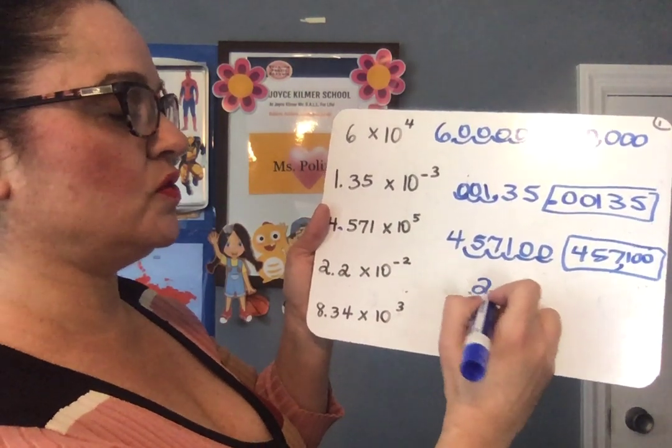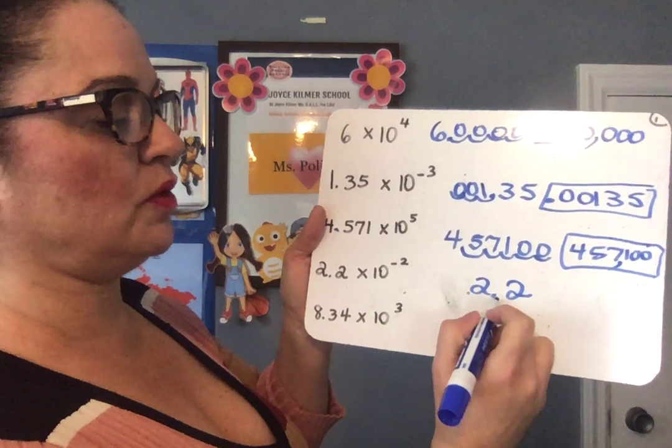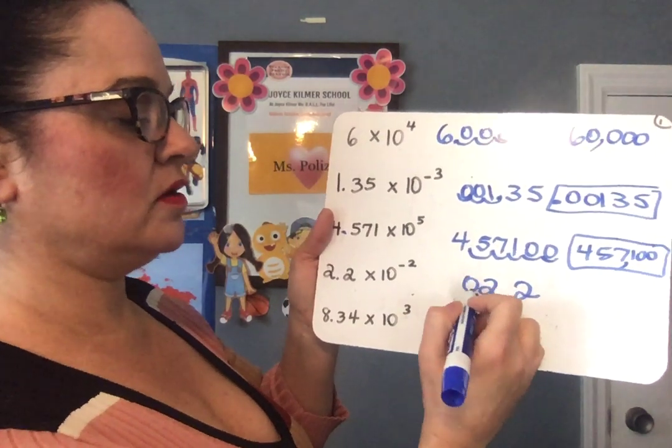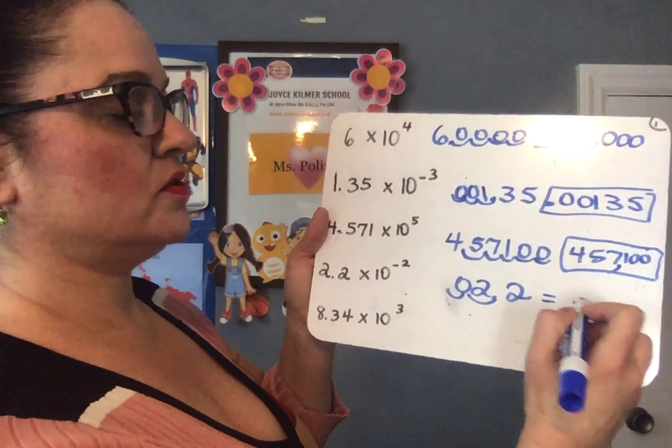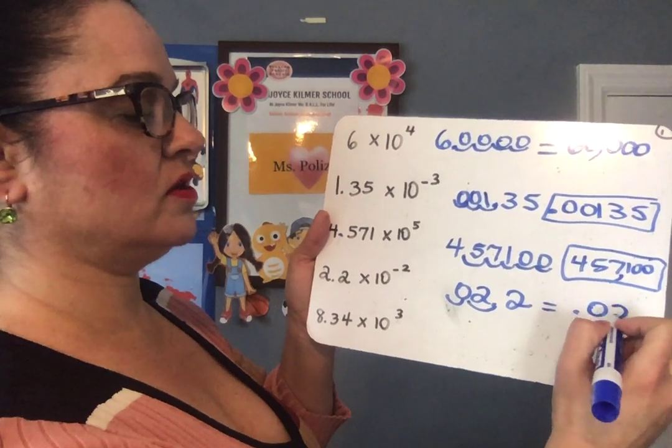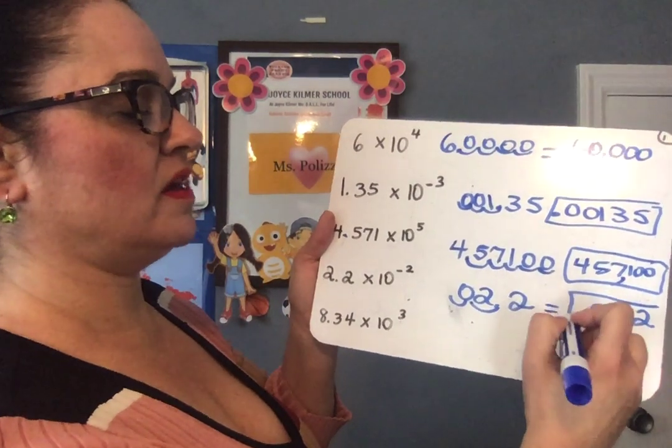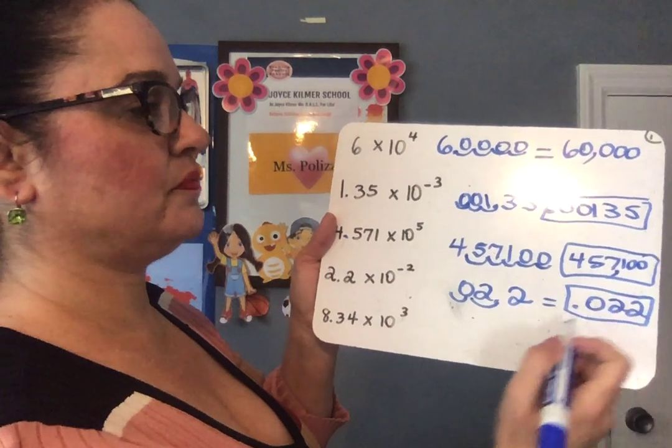The next one is 2.2 times 10 to the negative 2, so then we have to move 2 spaces to the left, beginning at the decimal point, 1, 2. So we have 0.022, and that is our answer, okay?